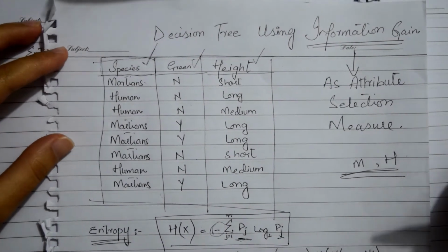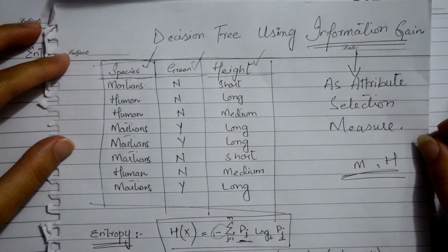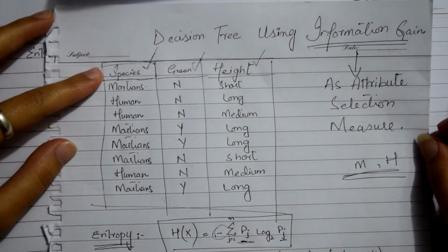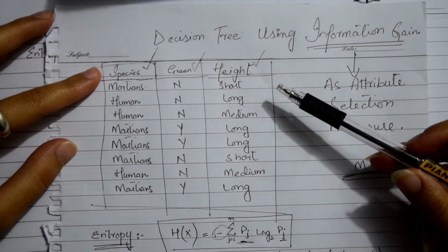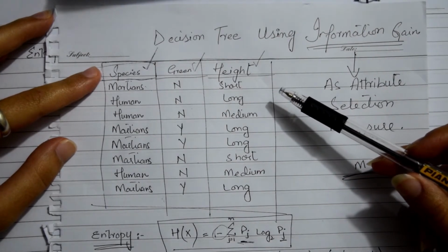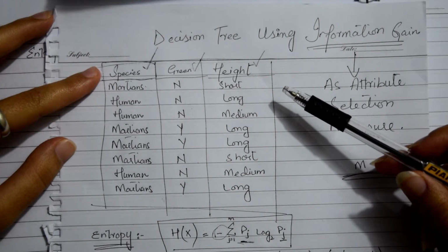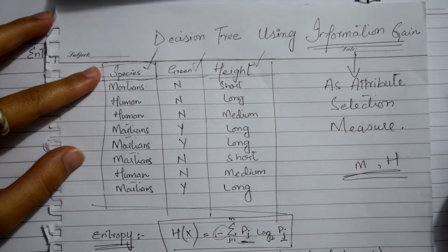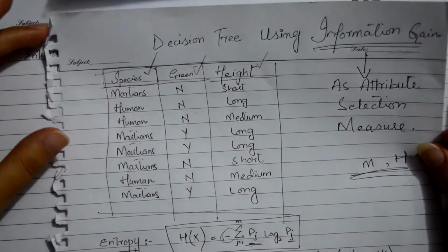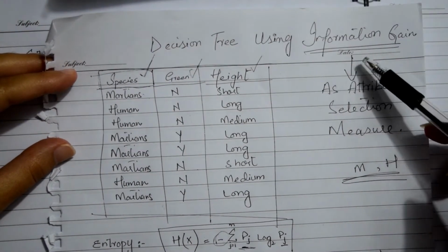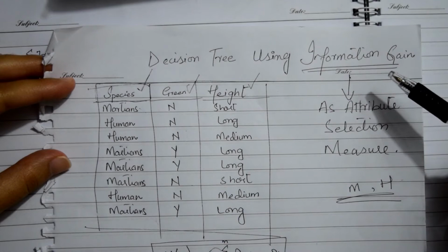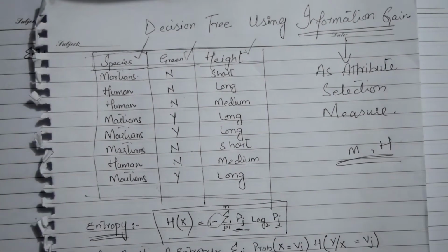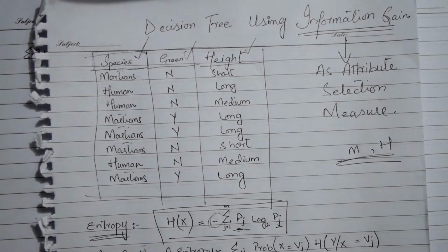We have three columns: species, green, and height. What we are going to do is predict the species on the basis of the green and height attributes. For that we have to understand which attribute or column should come first. For that we have to use the attribute selection measure, information gain. So for this we first have to calculate the entropy, the average conditional entropy, and the gain.